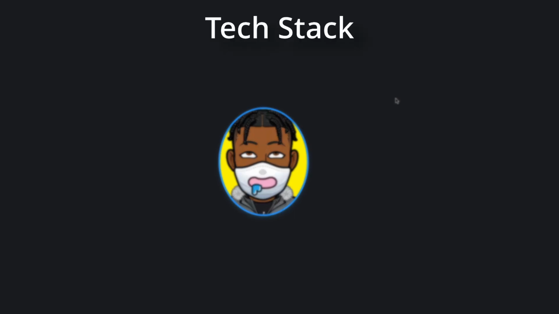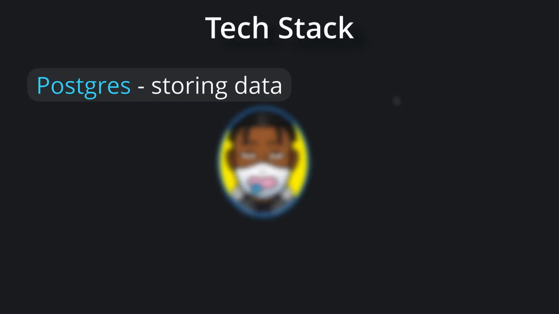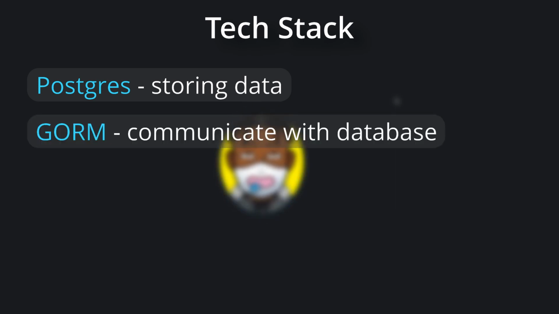Alright, so before we get into the code, let's quickly go over which technologies we're going to be using for this app. We're going to be building an app that stores users and their books in a PostgresQL database. We're going to be using a package called GORM because it simplifies things and it makes it so that we don't have to mess around writing any raw SQL.